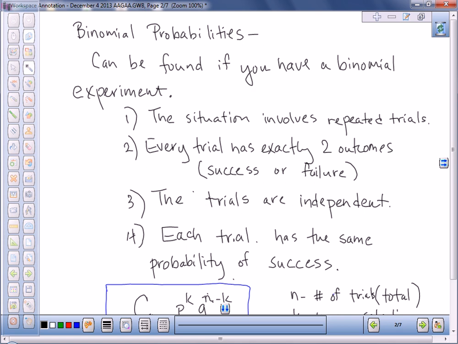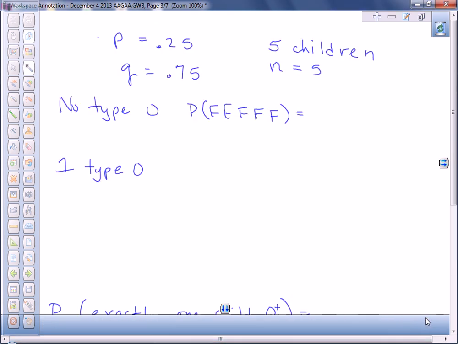Yeah. The situation has repeated trials, because how many children? 5. Every trial has exactly 2 outcomes. The child either has type O blood or does not. The trials are independent of each other. Yes. The blood type of one child does not affect the blood type of the next. Each trial has the same probability of success, 0.25. Yes, it does. Okay, so let's take that scenario and let's work with it. So, we're dealing with the type O blood type.